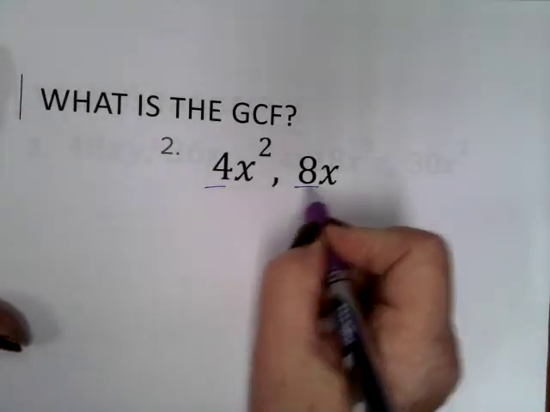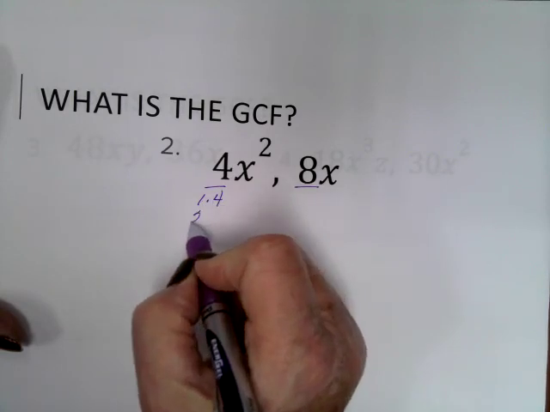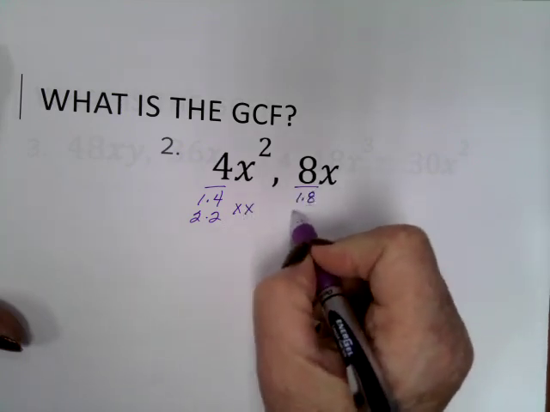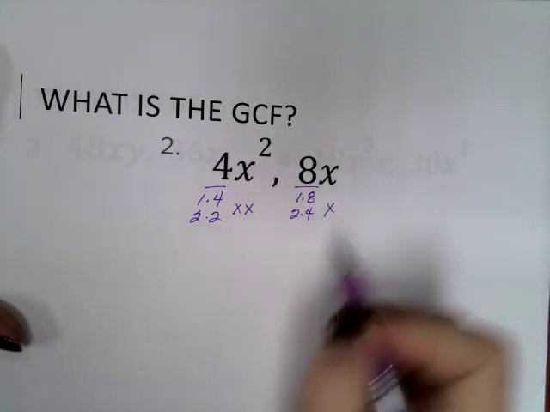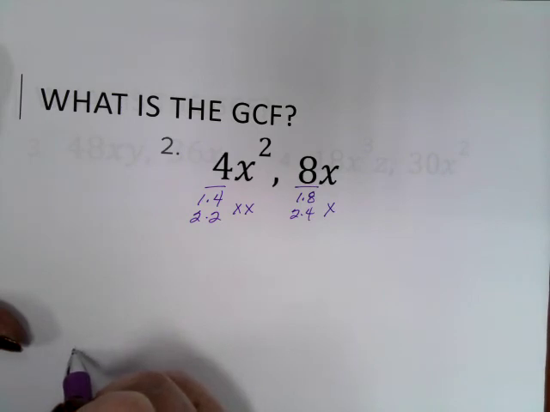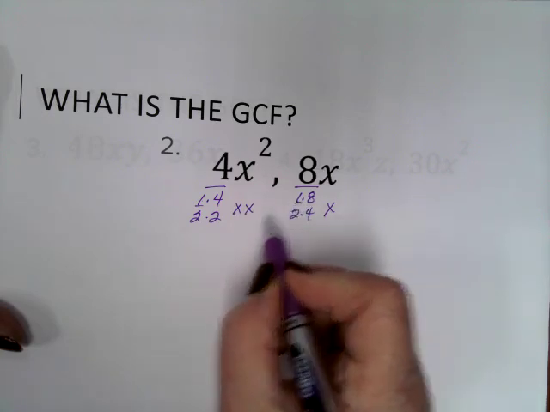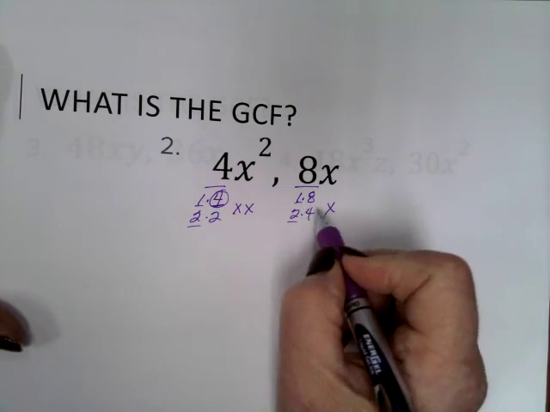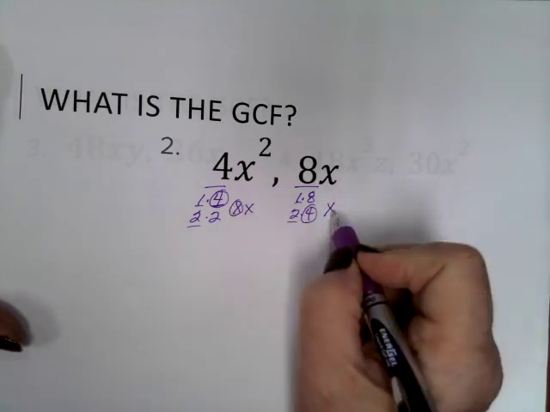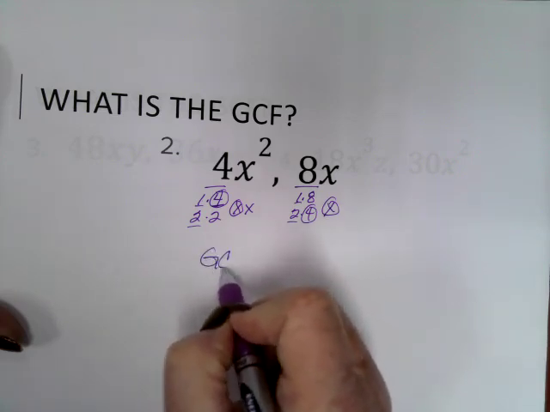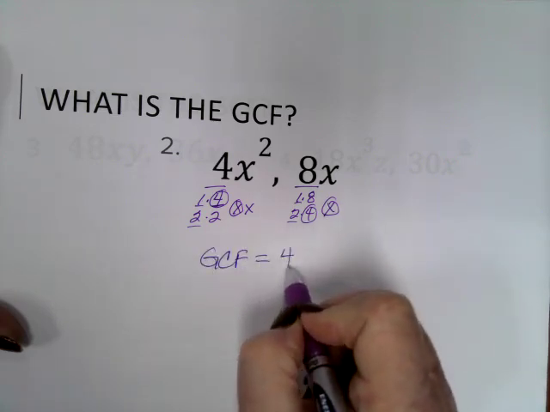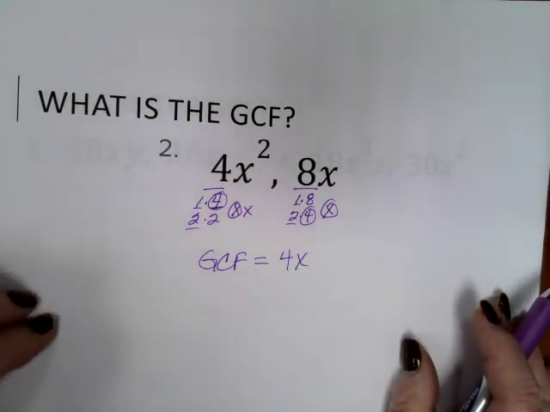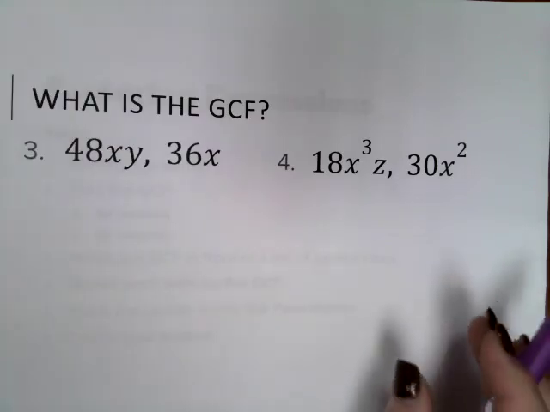Okay, we've got 4 and 8. 1 times 4, 2 times 2, x and x. 1 times 8, 2 times 4, and then we have an x. So what is the greatest number, the biggest? Well, yeah, they have 1, they have 2, but they also have what? 4. Fantastic. And they also have an x in common. So the GCF is 4x. Sometimes we have variables, so we have to look at those also to see what the GCF is.